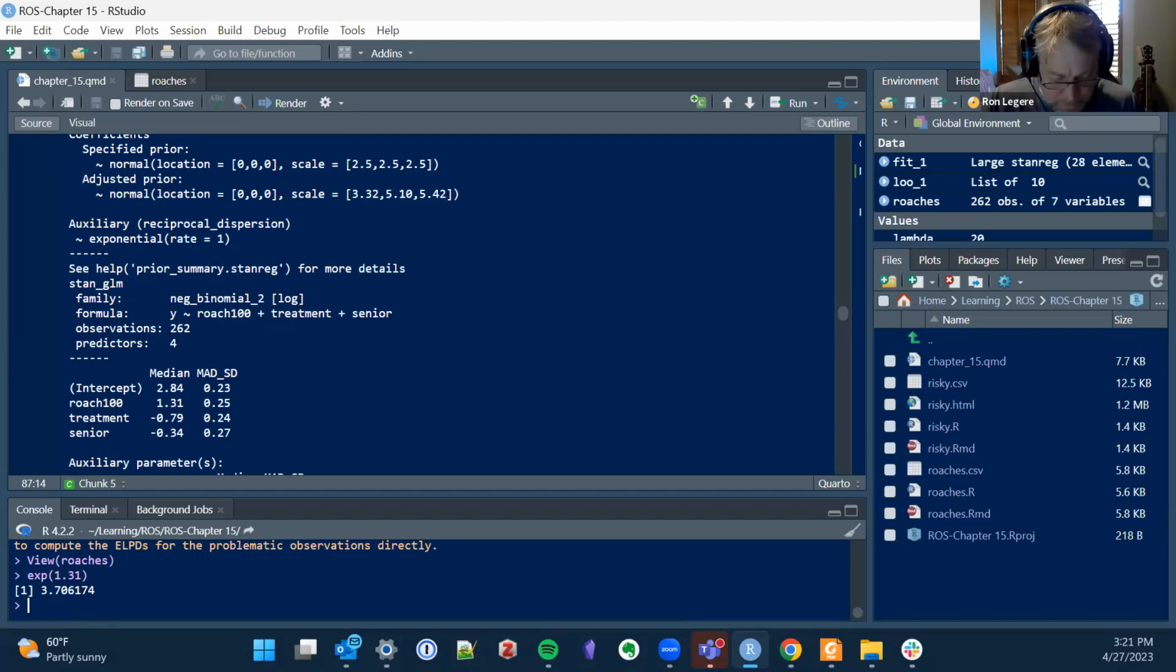The only important one is the treatment one, right? That's the one we care about, and the other things are just controls. These are just covariates, really. So obviously getting the treatment will be in relationship to a lower amount of post-treatment roaches. E to the minus 0.79 would be the reduction ratio, right?